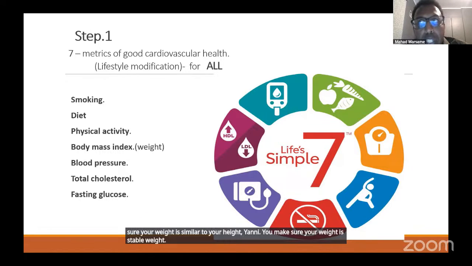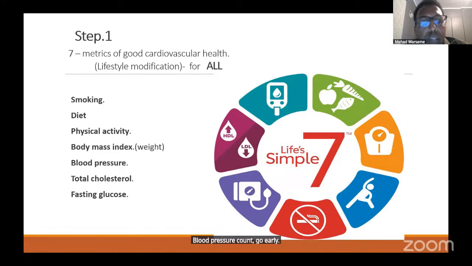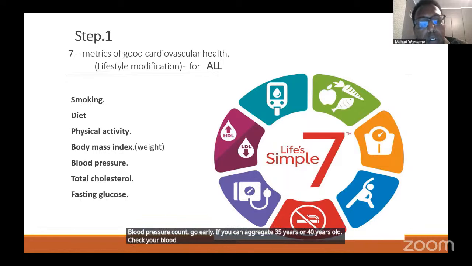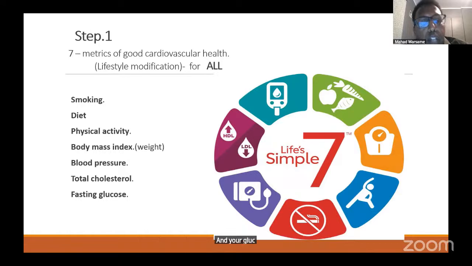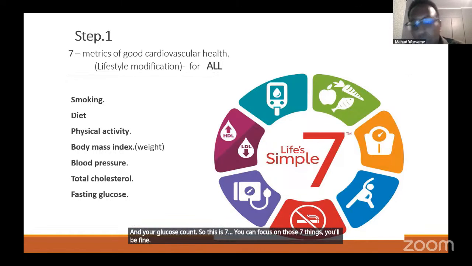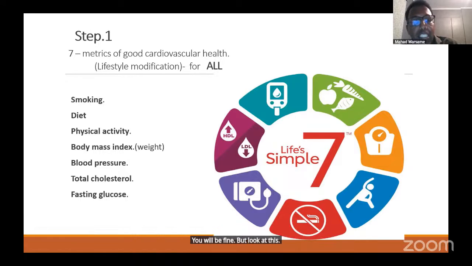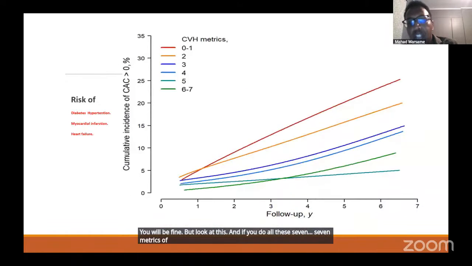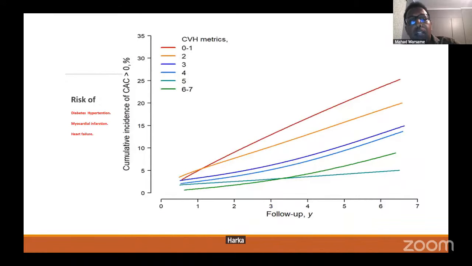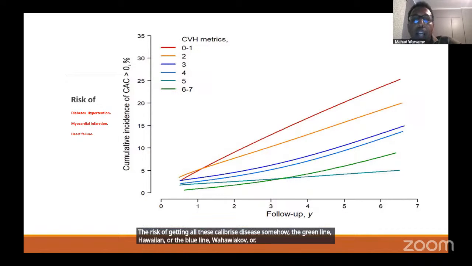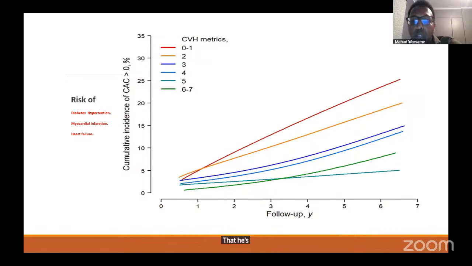Blood pressure: go early, when you become 35 or 40 years old, check your blood pressure always. The same thing with cholesterol and your glucose. So these are the 7 things you can focus on, and you'll be fine. But look at this: if you do all these seven lifestyle modifications, look at the risk of getting all these cardiovascular diseases. The green line, or the blue line, is the person who did their diet, has good blood pressure, good glucose, everything. See, he has a very low chance.